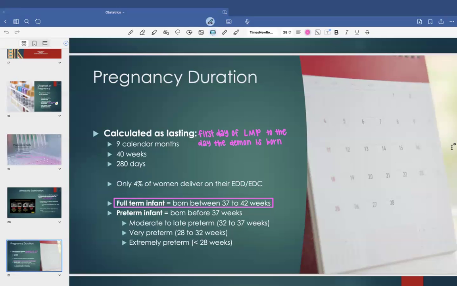February does not have 30 days. April does not have 31 days. June does not have 31 days. September and November do not have 31 days. So you need to count that. More than likely, you won't need to because you're going to have these little wheels in your clinic, and you have a smartphone with an app on it and you can put everything in that way. But if you need to use it for maybe a test, then that's how you would count it, okay?